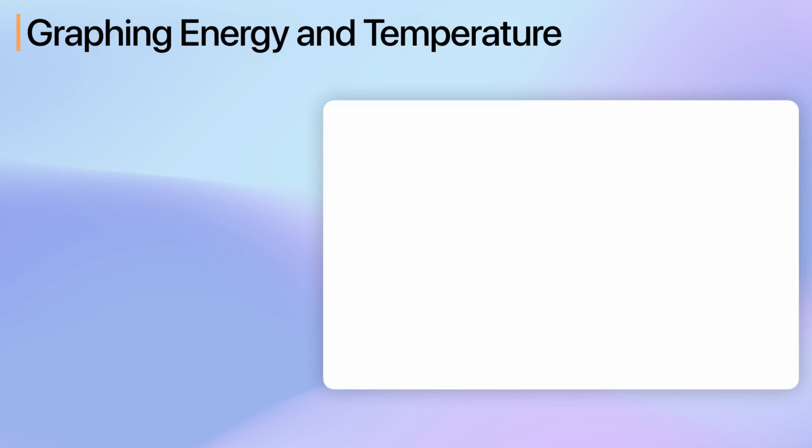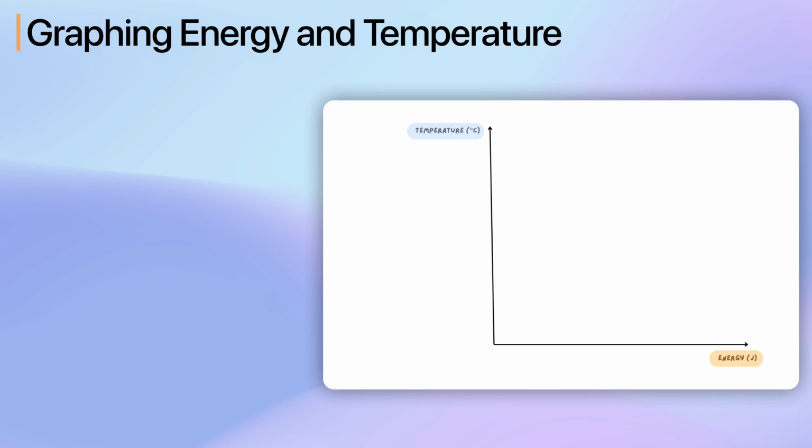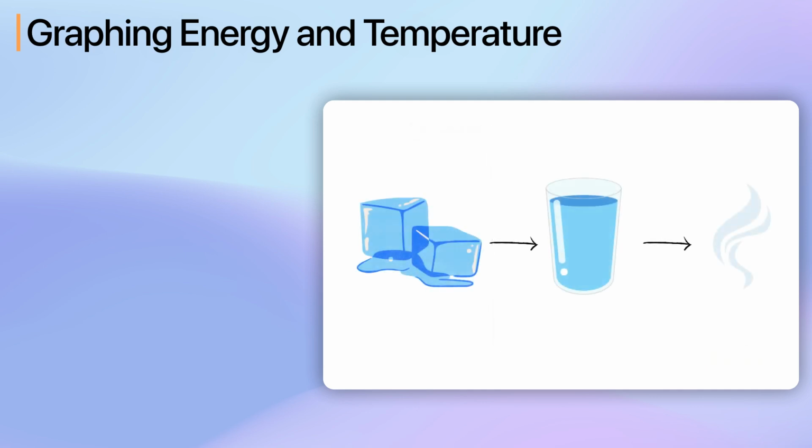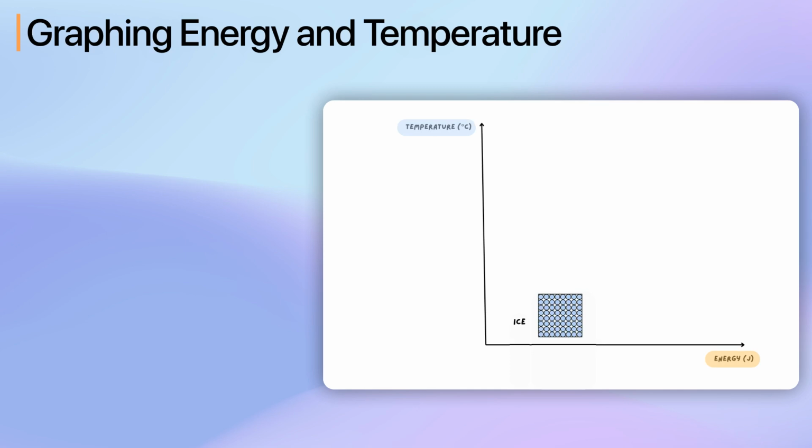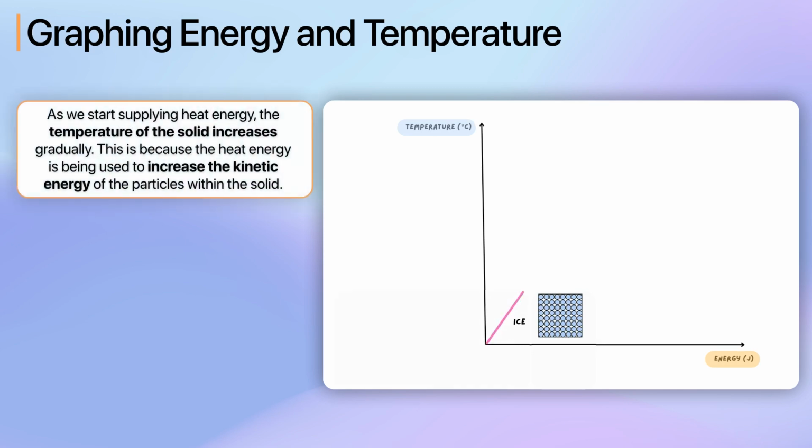Suppose we have a graph with energy in joules on the x-axis and temperature in Celsius on the y-axis. We will be using this graph to plot what happens as ice turns to steam. Initially, the substance is in solid form. As we start supplying heat energy, the temperature of the solid increases gradually.